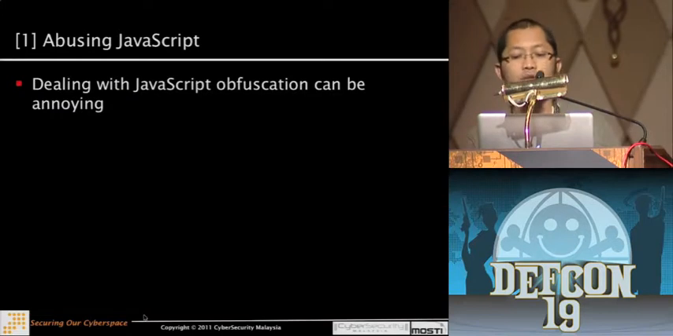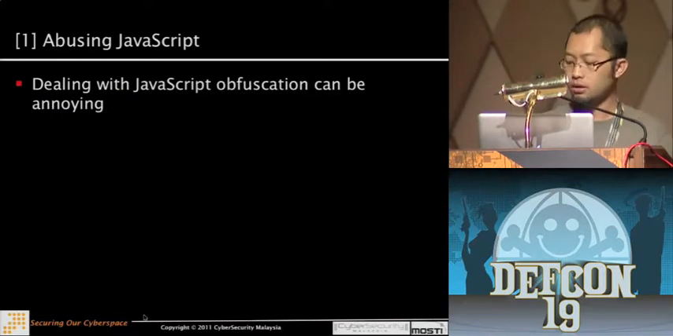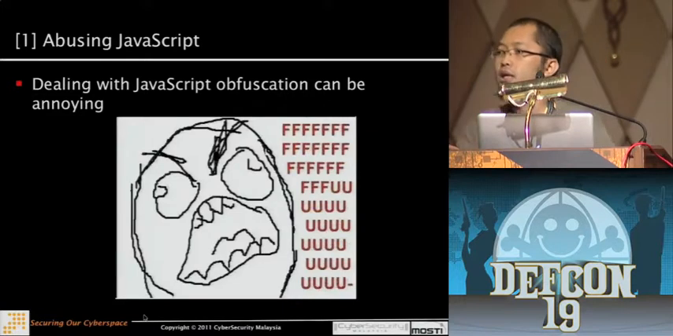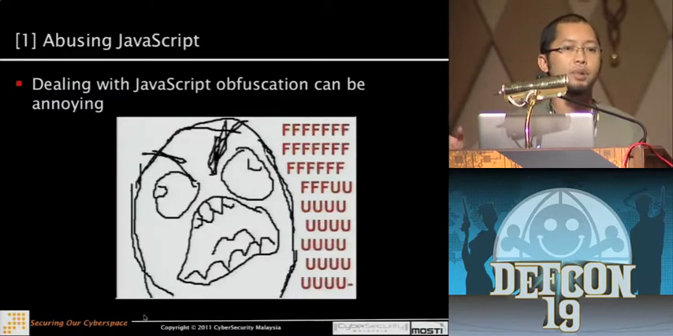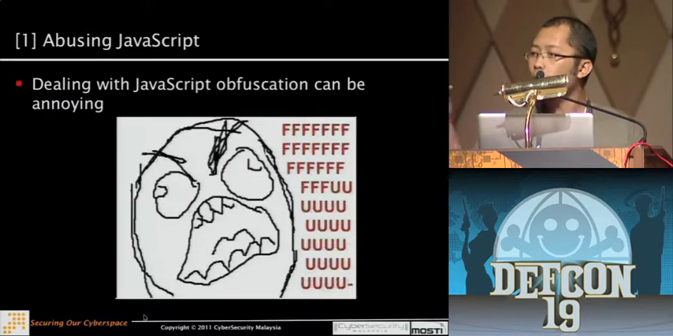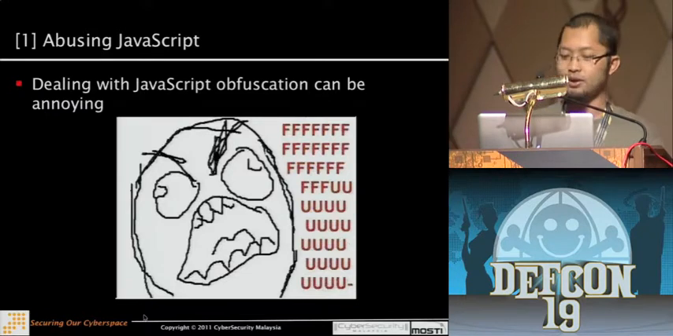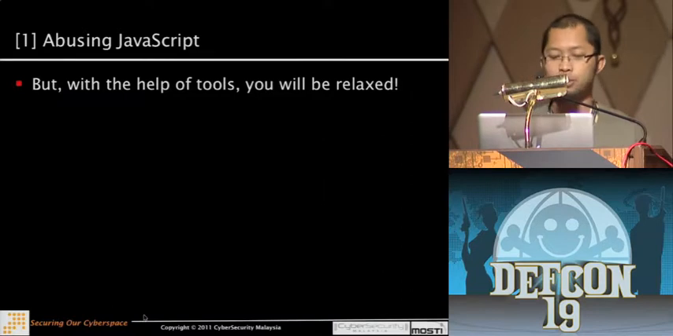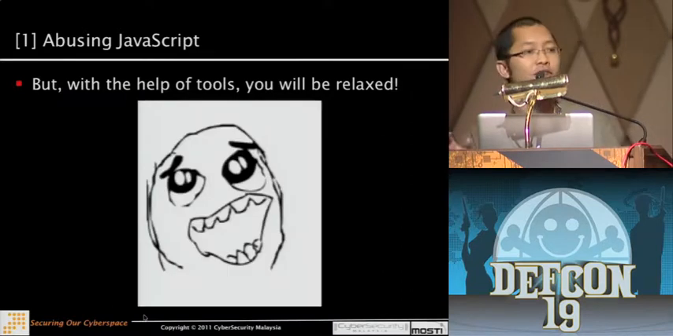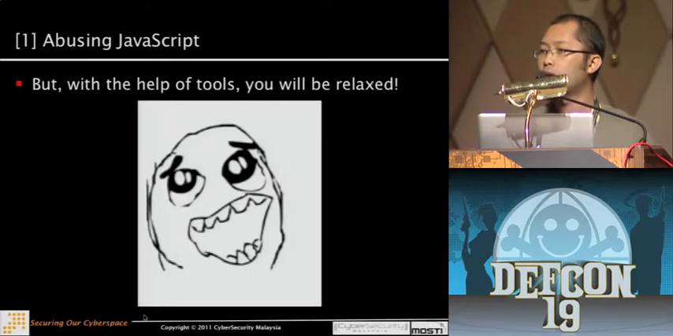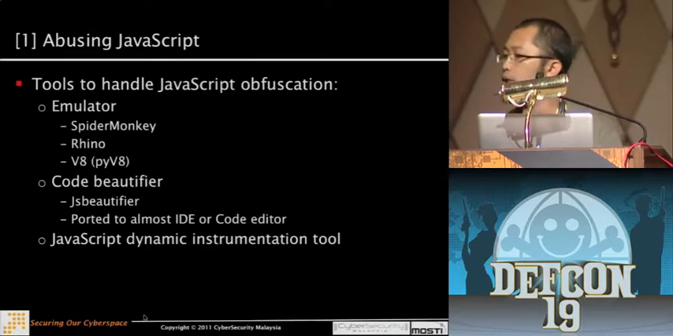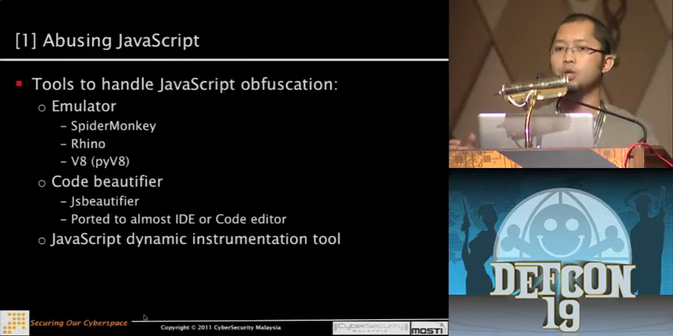Dealing with JavaScript obfuscation can be annoying, because there are many ways people can fool you with JavaScript. Like I said previously, JavaScript obfuscation involves creativity. So if the bad guy is more creative than the analyst, you always end up frustrated. But I believe with the help of tools, you will be a little more relaxed, because there are tools to help you automate or make your analysis easier. For example, to run the JavaScript, you need some sort of emulator for that.